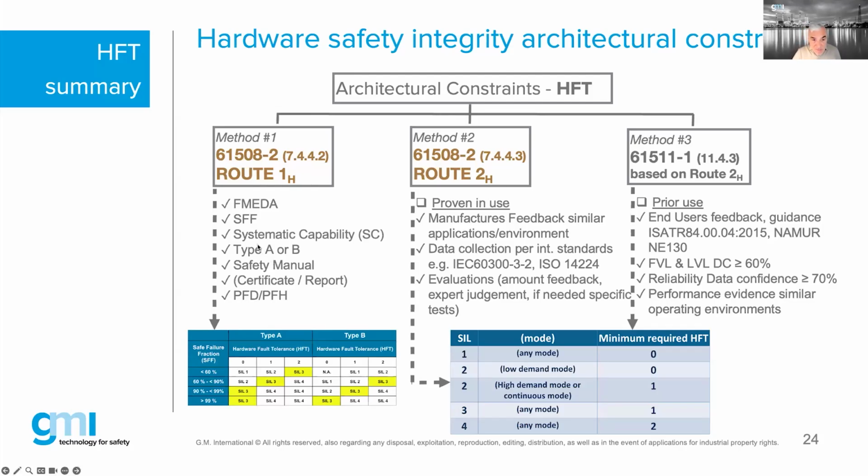The same, they will need to prove evidence on the design quality. What is the systematic capability of such a device? Of course, they will have to define if it is a type A or a type B. And what is mandatory, not the certificate, but what is mandatory on equipment is always a safety manual. And in that safety manual, to comply to 61508, the vendors are normatively obliged to provide you a safety manual with all this data in there.